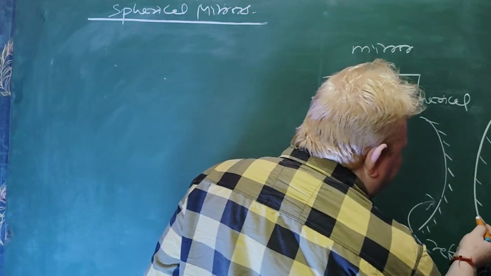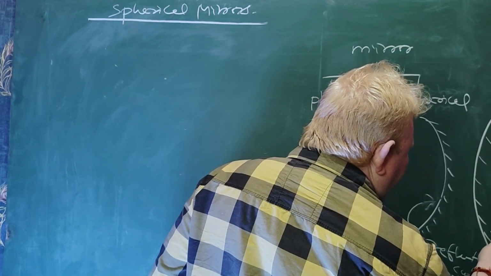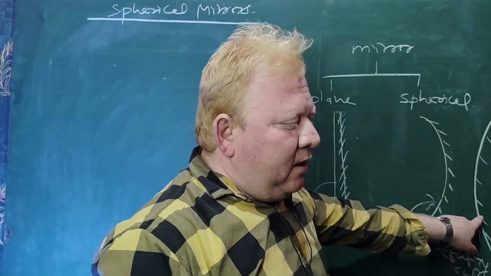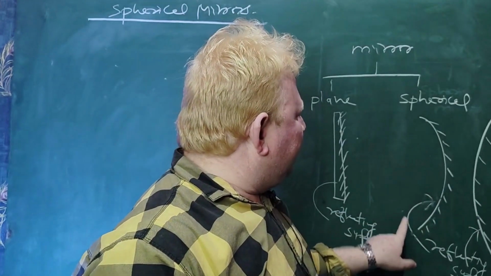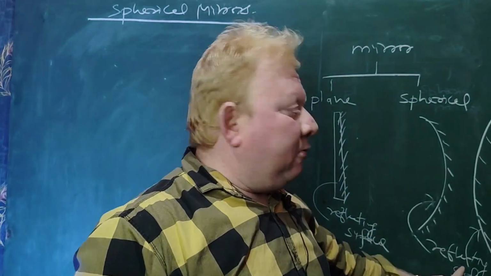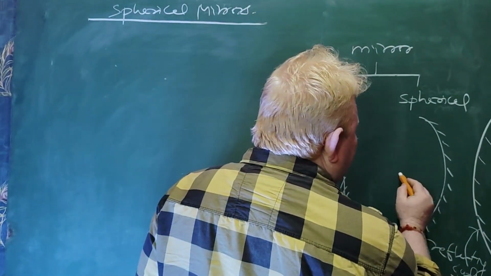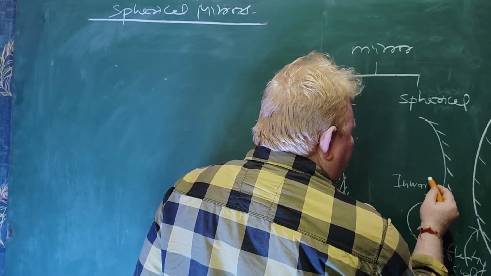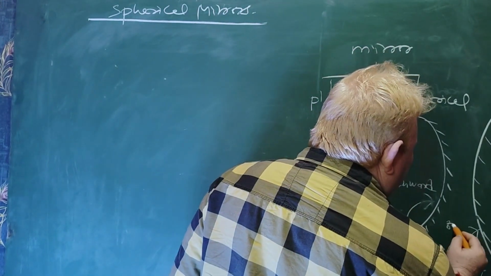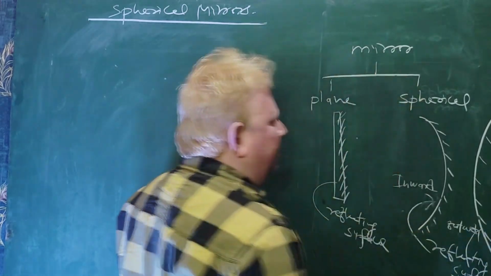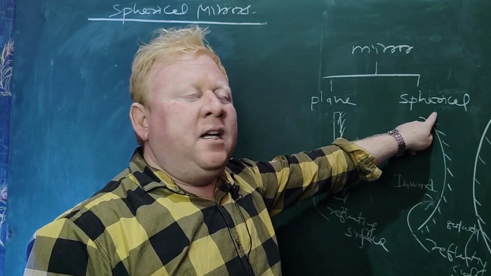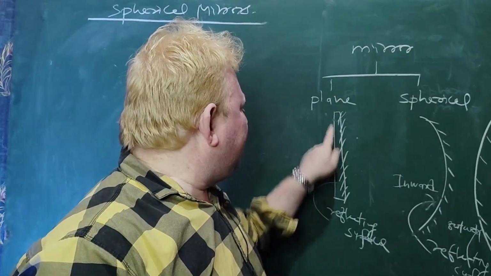One is the concave mirror and another one is the convex mirror. Concave mirror means whose reflecting surface is inward, and convex mirror means whose reflecting surface is outward. So basically mirrors are of two types, plane mirror and spherical mirror.